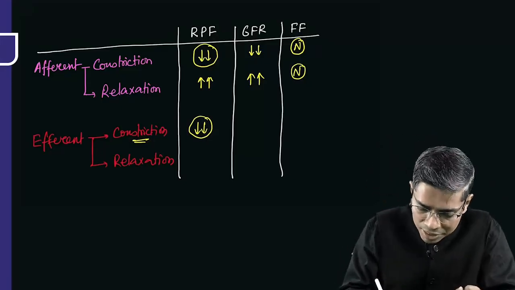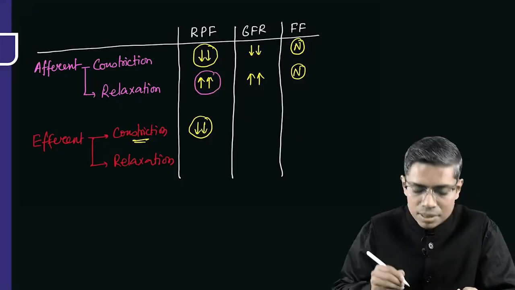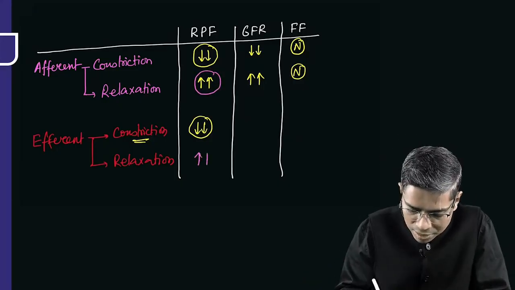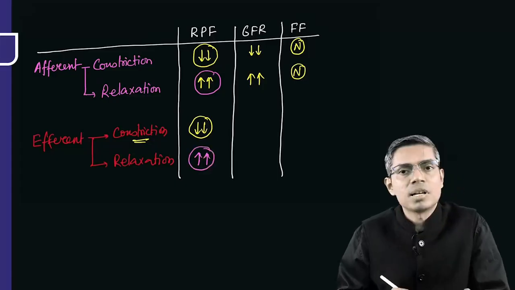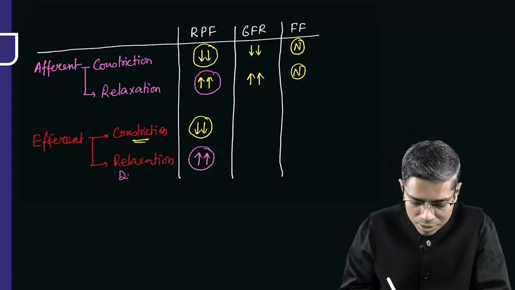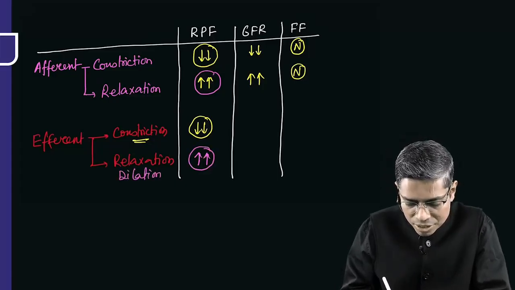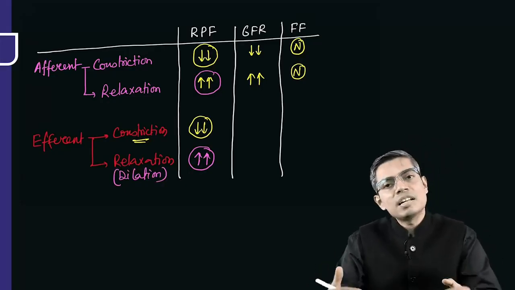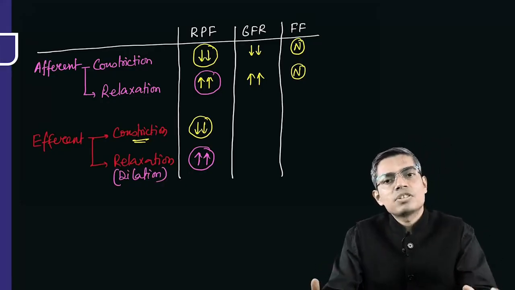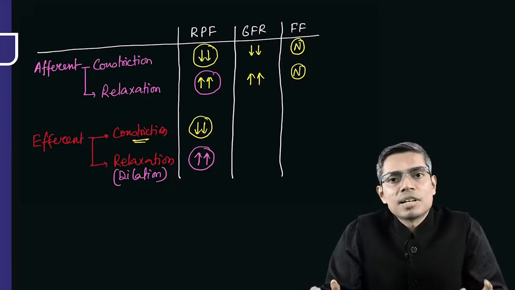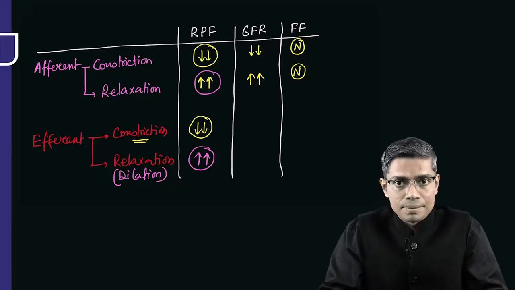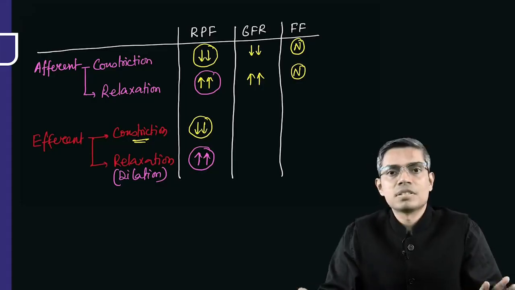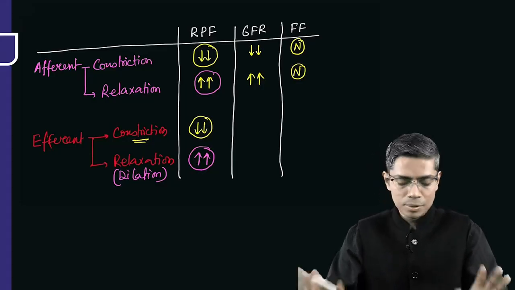And if you cause dilation, or relaxation, of the afferent or efferent arteriole, in both the cases there will be an increase in renal plasma flow. Relaxation is obviously nothing but dilation. So if you cause dilation of the afferent or efferent, renal plasma flow is high. If you cause constriction of the afferent and efferent, renal plasma flow will reduce. Is that clear? Because the next portion is dependent on this concept only, right? Is that clear? Obviously. Okay.